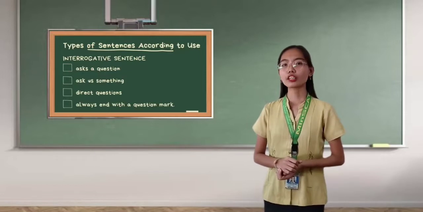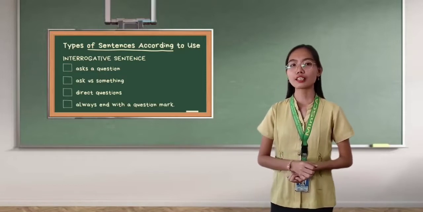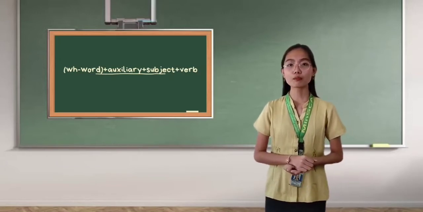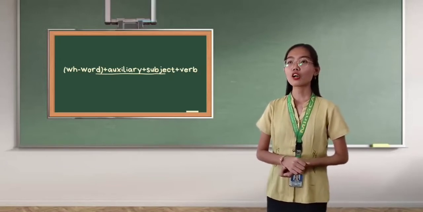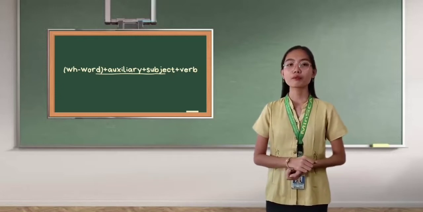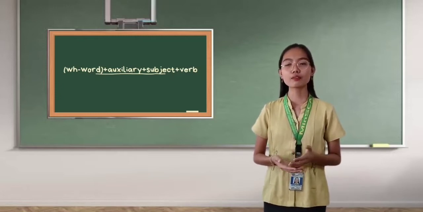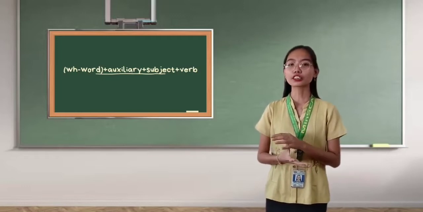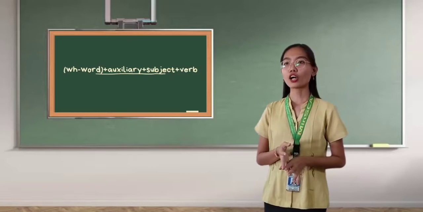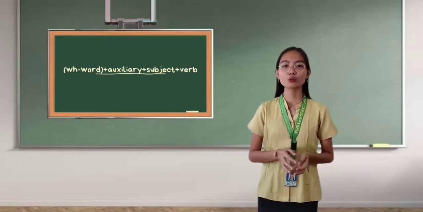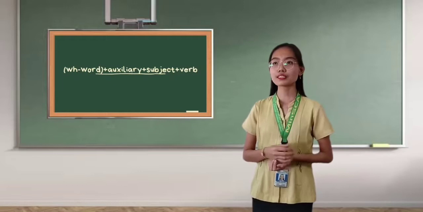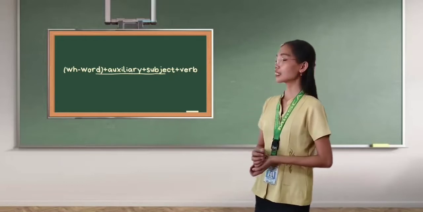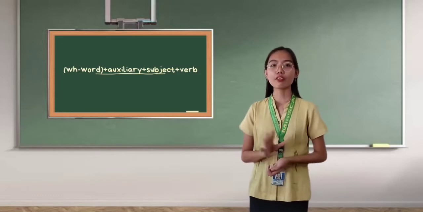The usual word order for the interrogative sentence is WH word plus auxiliary plus subject plus verb. Now, what is an auxiliary verb? An auxiliary verb is a verb such as have, be, may, do, shall, will, can, or must. That is used with another verb to show the verb's tense to form a question. Interrogative sentences can also be positive or negative.